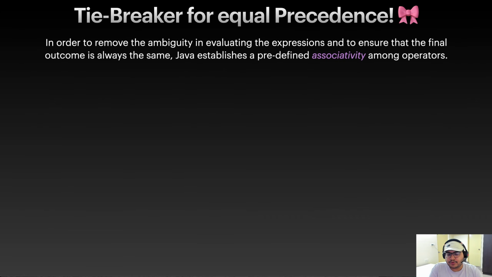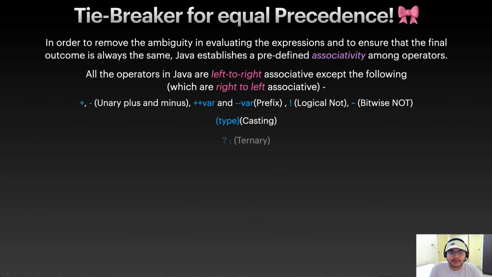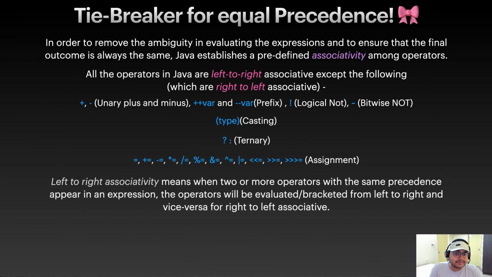A standardized set of rules to resolve such ambiguities in equal precedence expressions is precisely what operator associativity in Java does. All the operators in Java are left to right associative except the unary, casting, ternary, and assignment operators, which are right to left associative. Left to right associativity means when two or more operators with the same precedence appear in an expression, they will be evaluated or bracketed from left to right, and vice versa for right to left associativity.